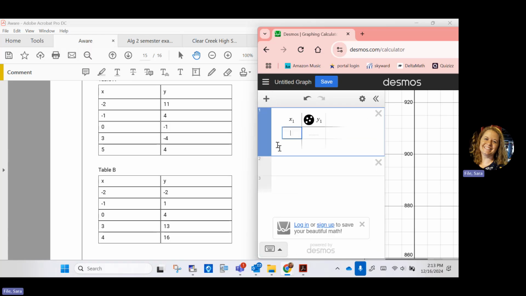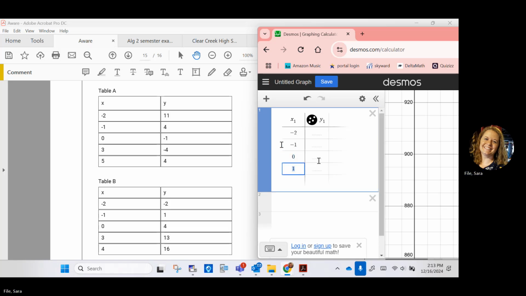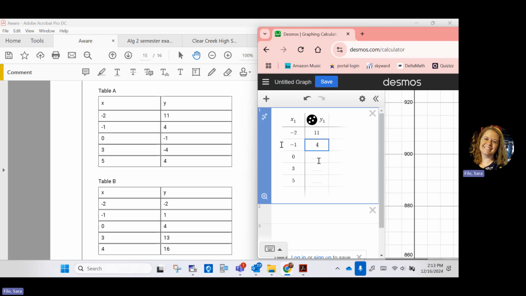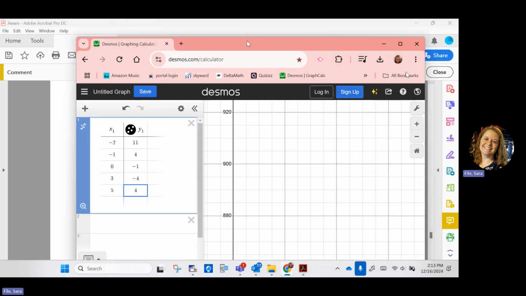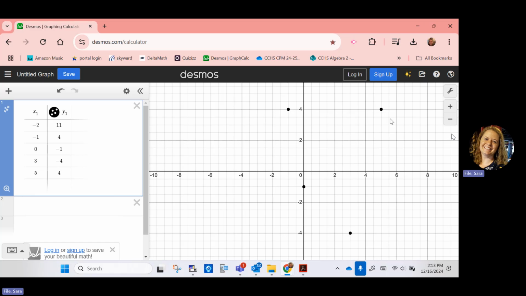So I'm going to enter my table A. So -2, -1, 0, 3, 5, 11, 4, -1, 4, and 4. And when you enter a table, you'll realize it does create a scatter plot for you. So you can see these points on the scatter plot here from this table.